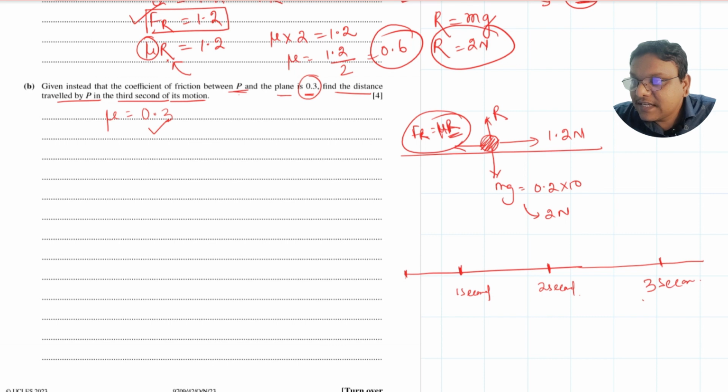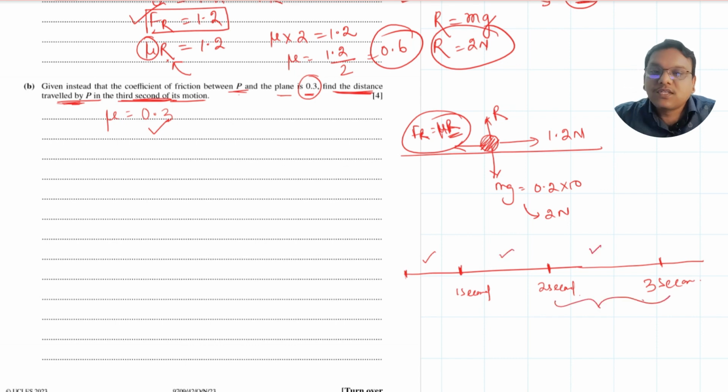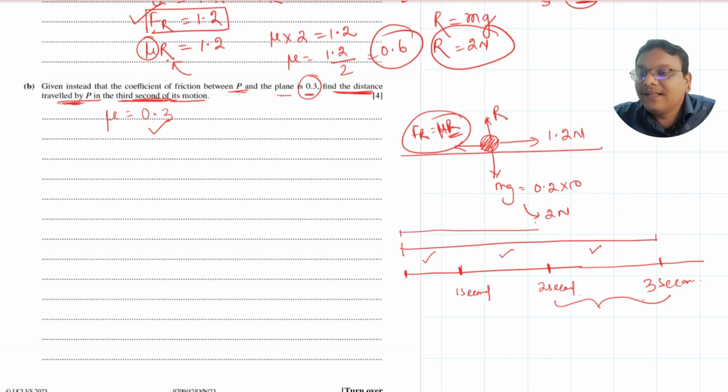So the question is to find the distance traveled by P in the third second. That means this is the first second, second one, and this is the third second. So basically we need to find the distance of this particular part. How to do this? I'll find the total distance for 3 seconds, then find the distance traveled in 2 seconds, then subtract the 2, and I'll get this one. This is the approach of solving this question.